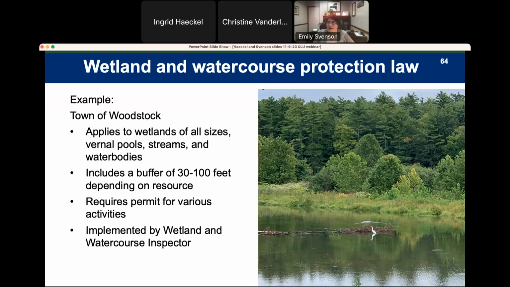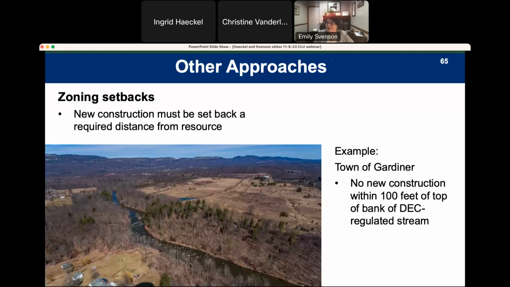Now, what if you're not ready to do a full wetland and watercourse protection law, or what if maybe you already have one, but you want to add some other layers of protection? So I'm going to talk about some other alternatives if that isn't the right choice for your community. One example is zoning setbacks. So you have setbacks from the lot lines, for instance, different types of setback requirements. You could add a setback from streams or wetlands.